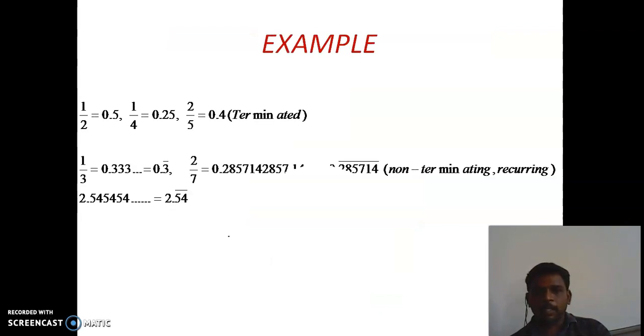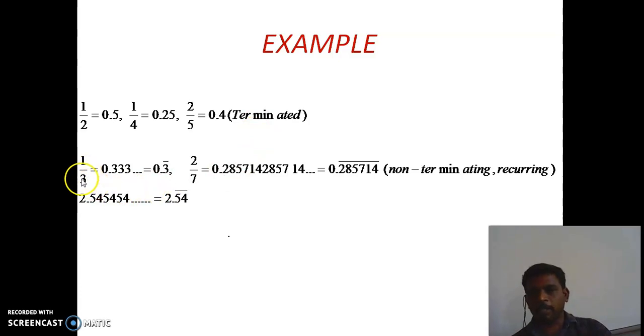Look at an example now. These are the examples. Look at 1 by 2. The decimal expansion of 1 by 2 is 0.5, the decimal expansion of 1 by 4 is 0.25, and the decimal expansion of 2 by 5 is 0.4. In all three, after 5, and after 4, there are no more numbers. So this kind of decimal number is a terminating decimal expansion.